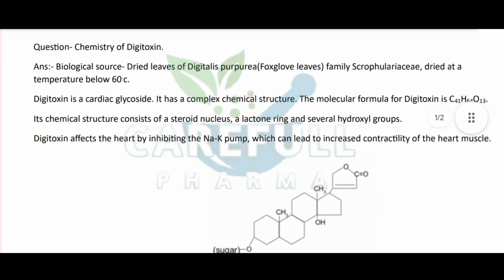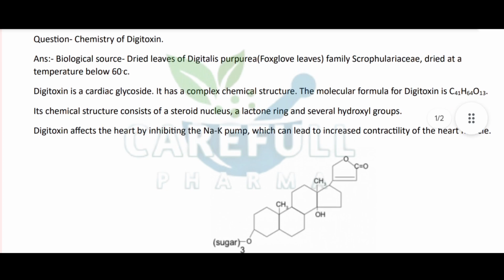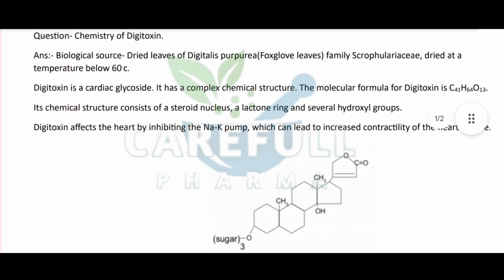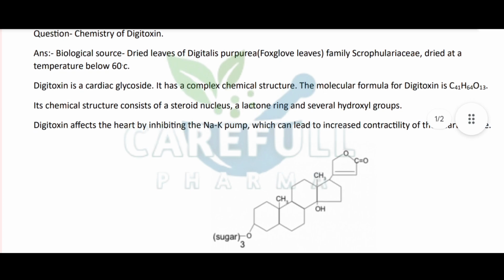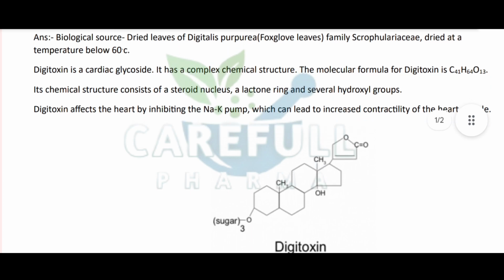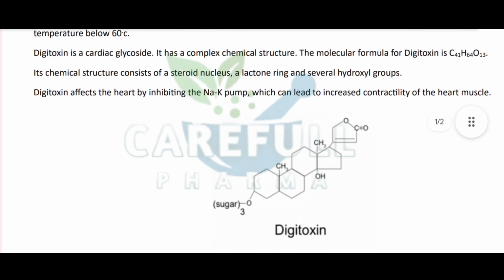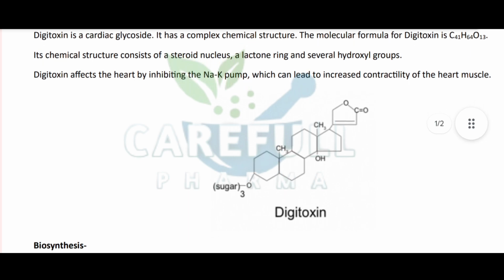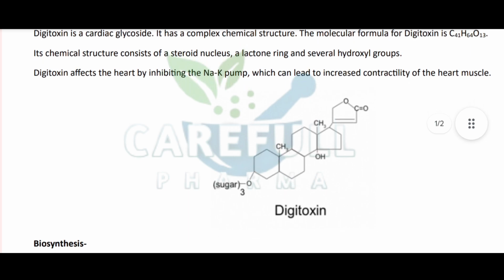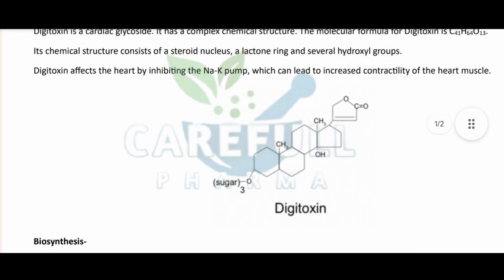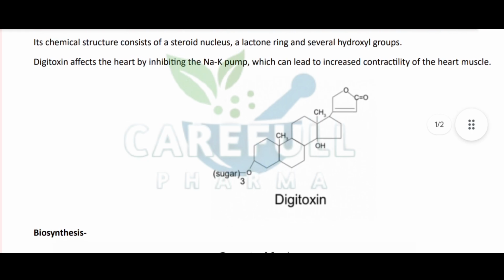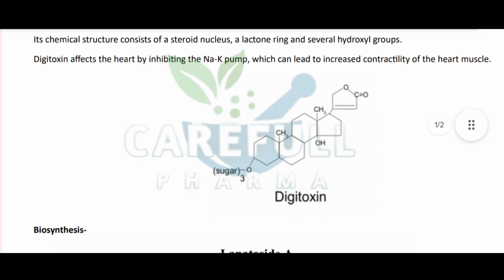Question: Chemistry of digitoxin. Answer: Biological source: dried leaves of Digitalis purpurea, foxglove leaves, family Scrophulariaceae, dried at a temperature below 60°C. Digitoxin is a cardiac glycoside. It has a complex chemical structure. The molecular formula for digitoxin is C41H64O13. Its chemical structure consists of a steroid nucleus, a lactone ring and several hydroxyl groups.